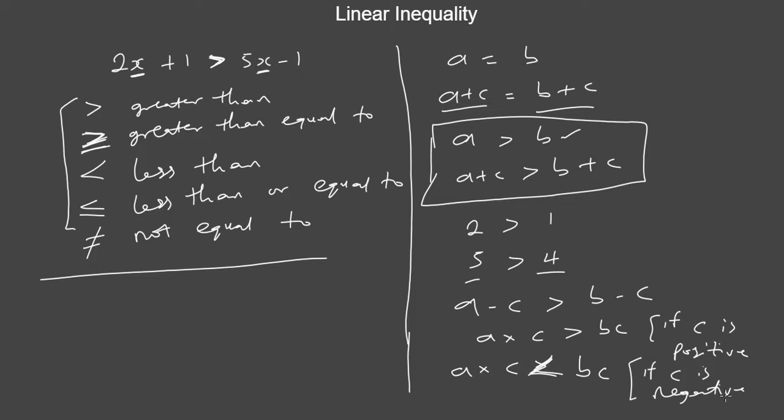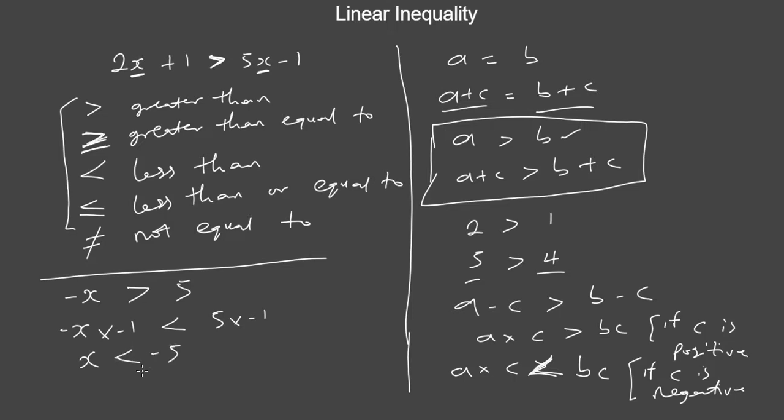Let me give you an example. Let's say I have something like minus x greater than 5. If I want to find the value of x, I can multiply both sides by minus 1. If I do that, I'm going to change the sign from greater than to less than. Then I'm going to multiply this by minus 1. Therefore, x will be less than minus 5.